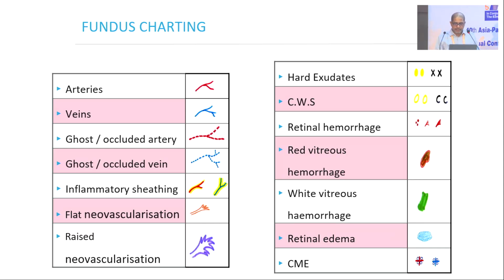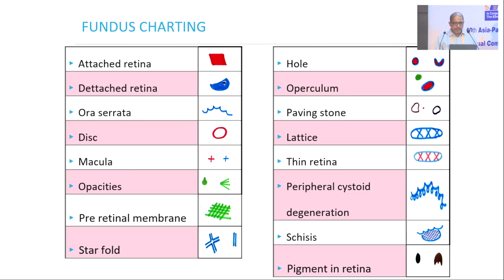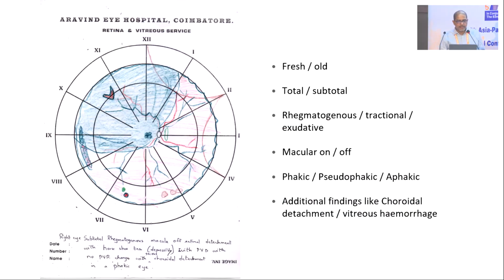You have to be well versed in this for your exam, and during the course only you should be able to practice this, and make sure that you have a proper way of depicting all the lesions here. I'll just show some examples of cases. This is a temporal subtotal retinal detachment. This is how you should describe it.